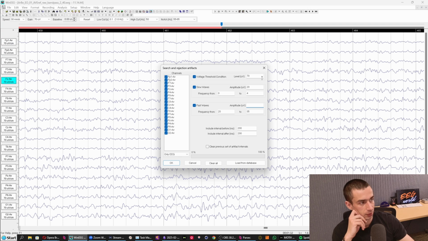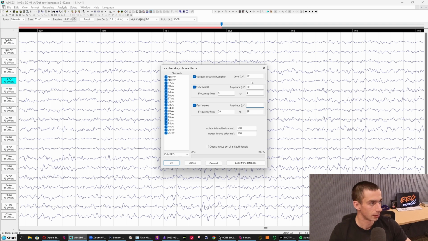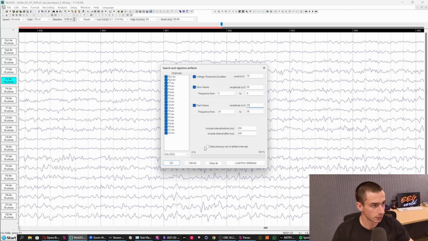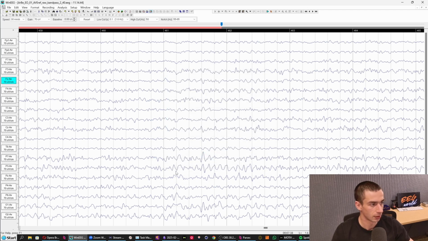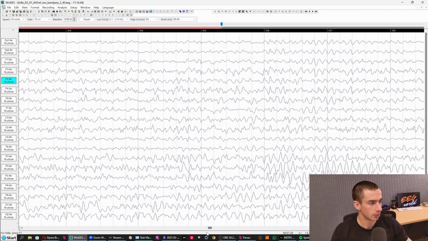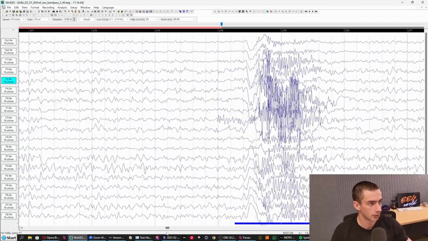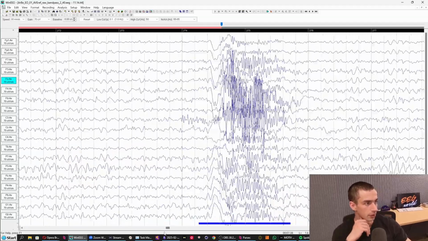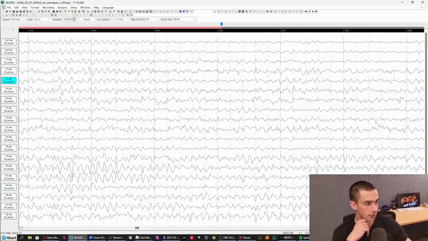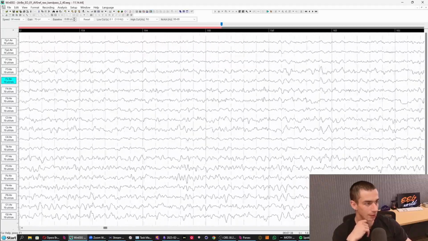And for fast waves, since we have a decent amount of beta, actually, start even easier than that. Let's say 35 and let's say 20 for fast waves. Click OK. And let's see what we pulled out. So good. We're getting rid of the really egregious muscle tension moments, and looks like we haven't taken out quite enough.